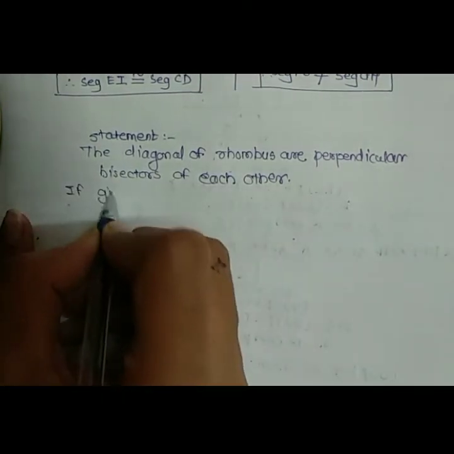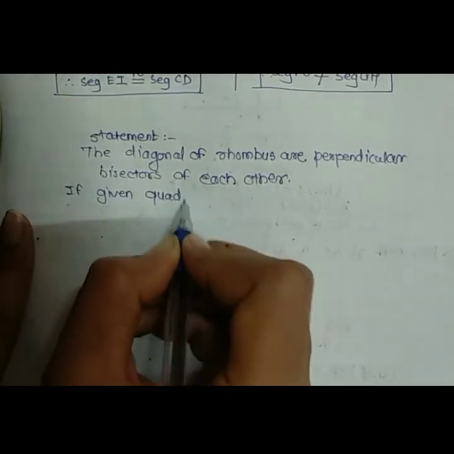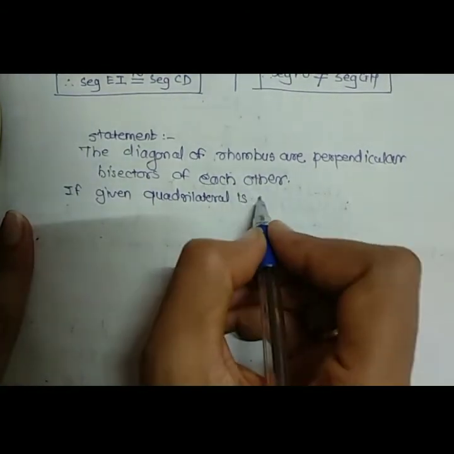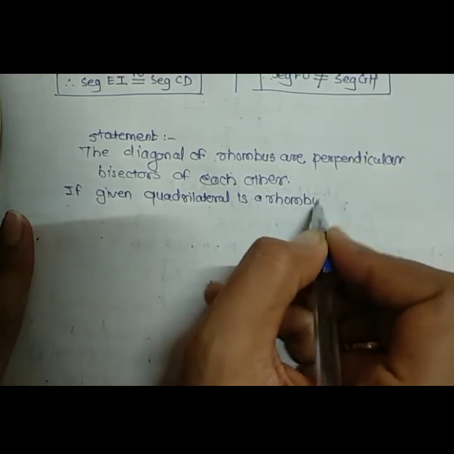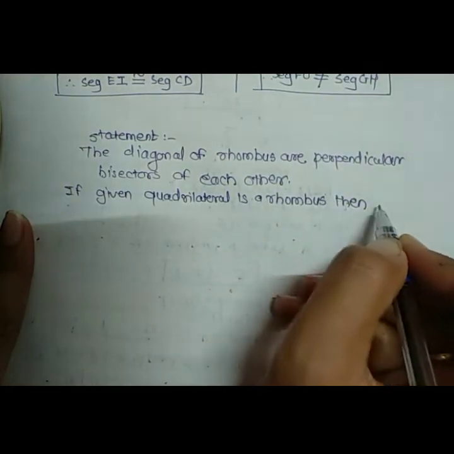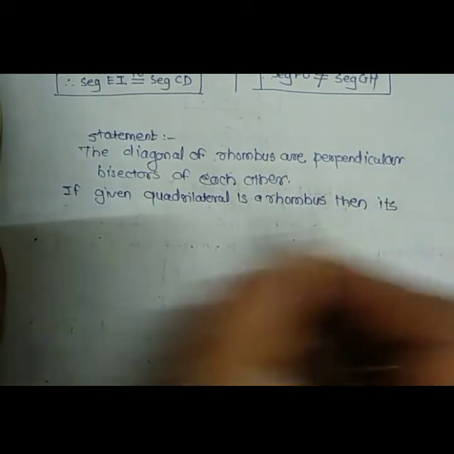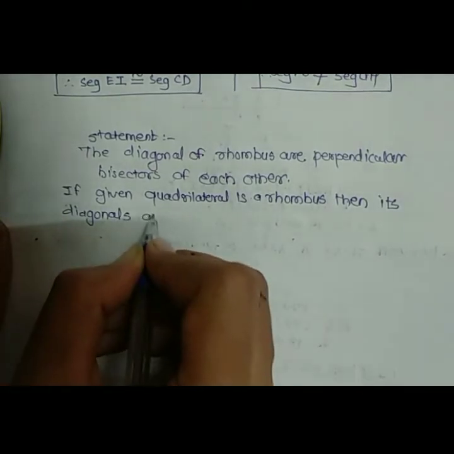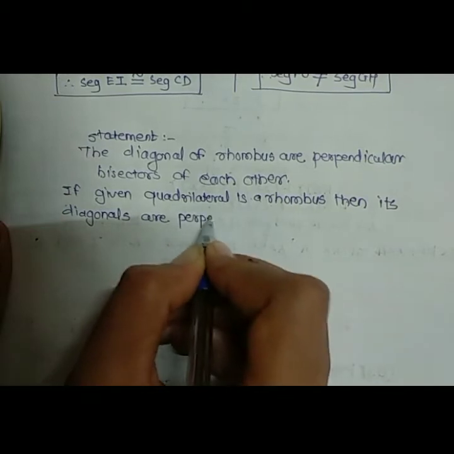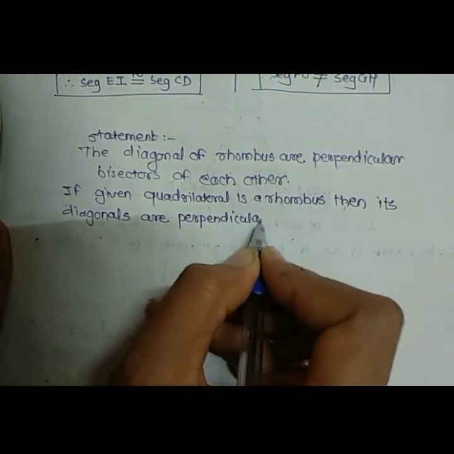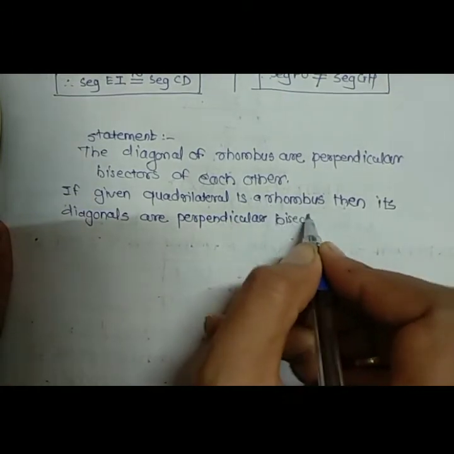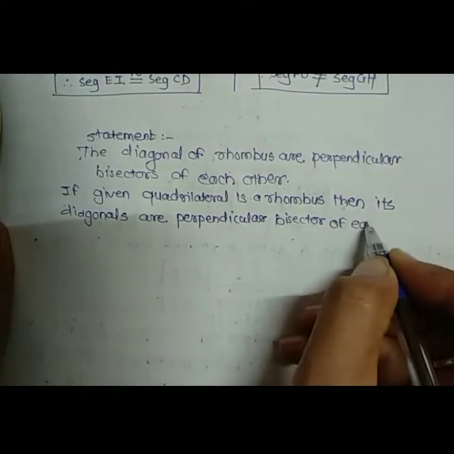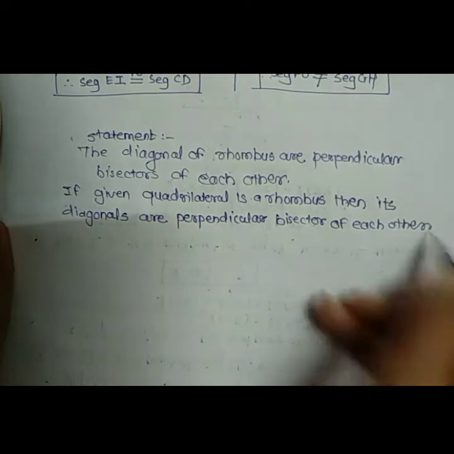If given quadrilateral is a rhombus, then its diagonals are perpendicular bisector of each other.